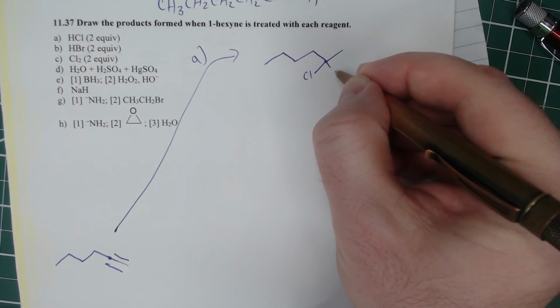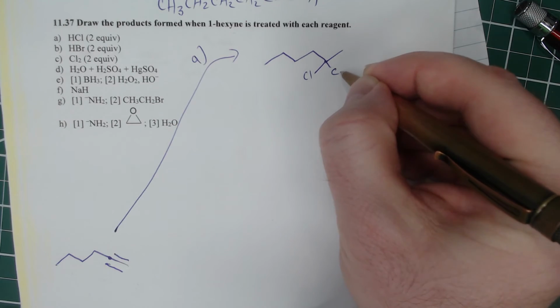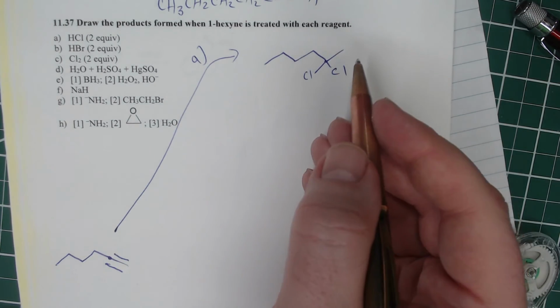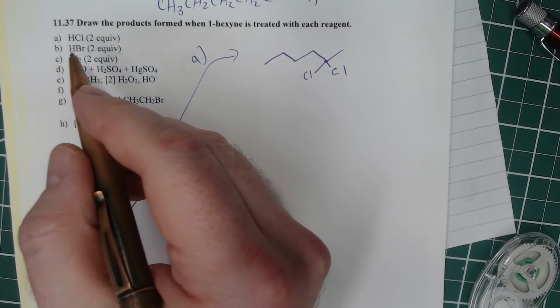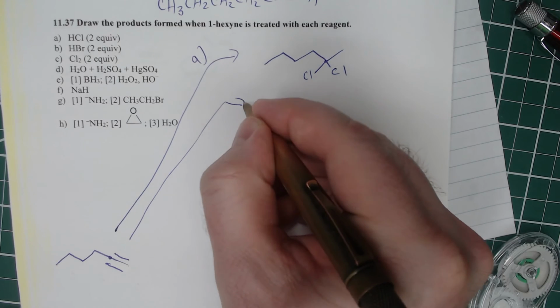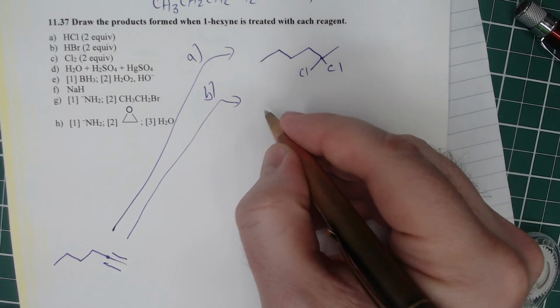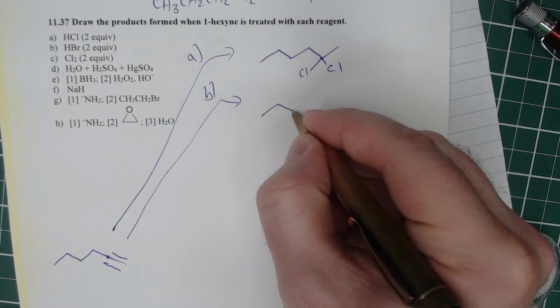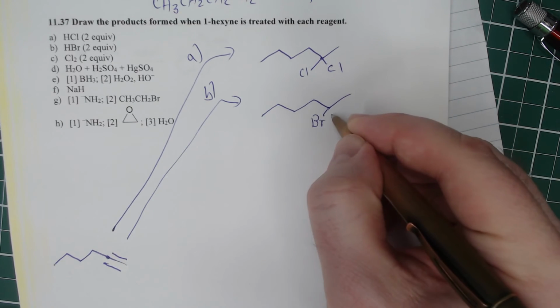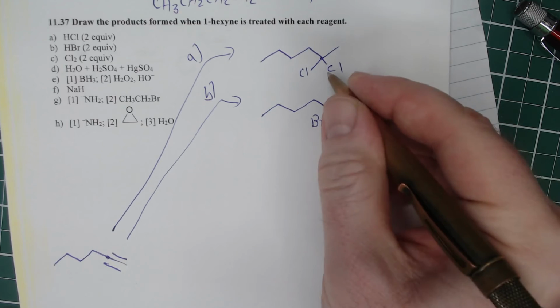Chlorine. So HCl, twice, we get a geminal dihalide. In a similar fashion, if we use HBr, here we're going to get a geminal dibromide instead of a dichloride.